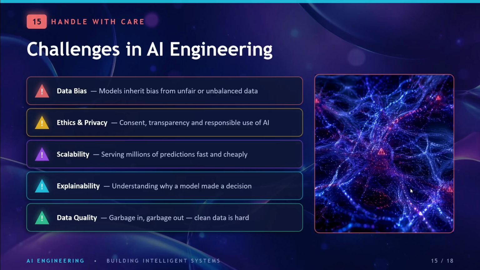And the fifth challenge is data quality. There's a well known saying in this field, garbage in, garbage out, meaning that if the underlying data is messy, incomplete, or inaccurate, no amount of clever modeling can fix the poor results that come out. Being aware of these challenges is just as important as knowing the technical skills, because responsible AI engineering requires balancing innovation with caution.